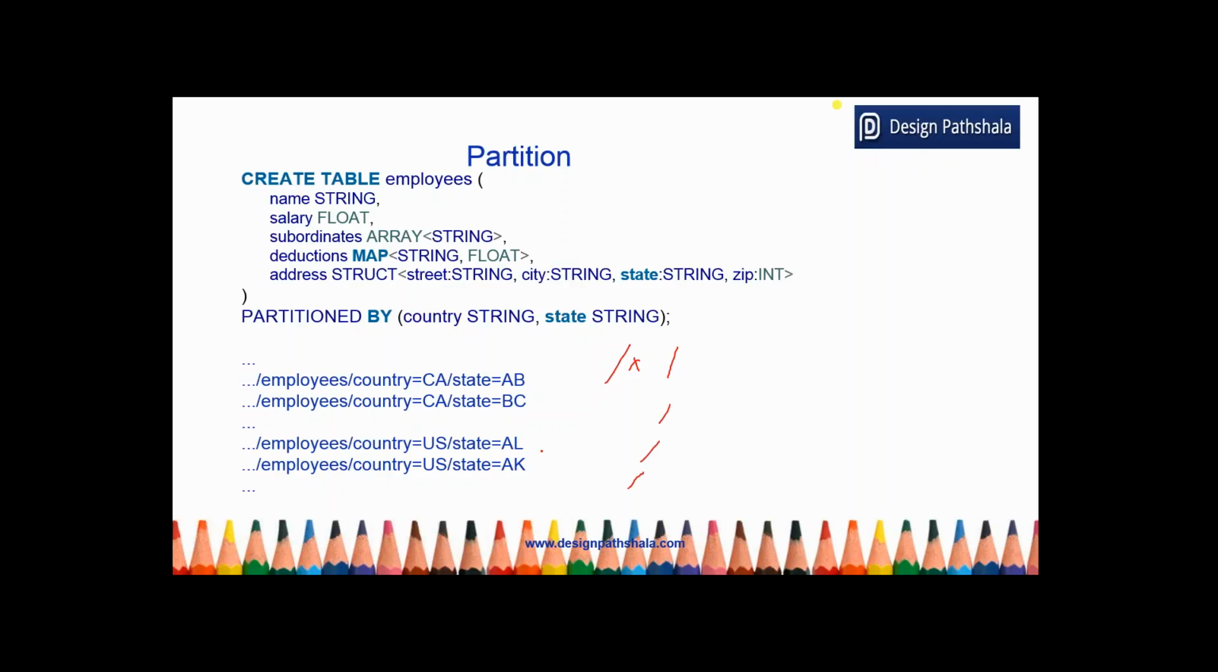So you can have n number of partitions. In this example, there's a table called employees. The data is partitioned first on country, and then inside country, each country is partitioned on state also. So when I have to run a query like select star from employees where country is CA and state is AB, rather than traversing 1 terabyte of data, I am just traversing a few GBs of the data. So my queries will run very fast.